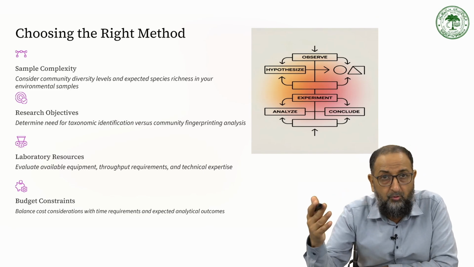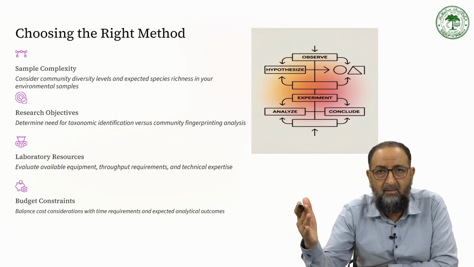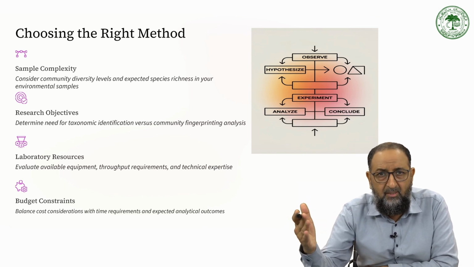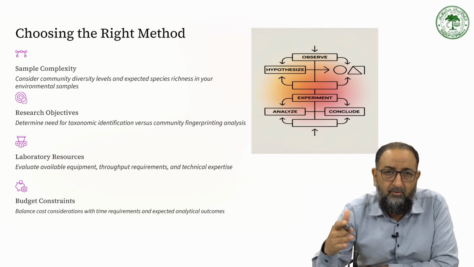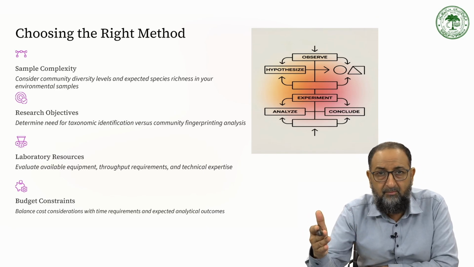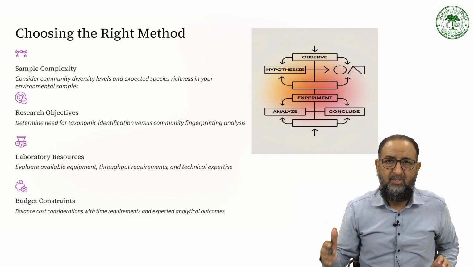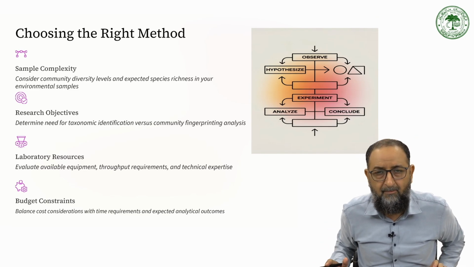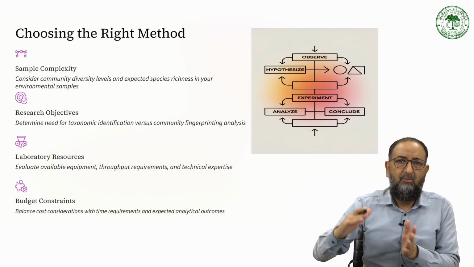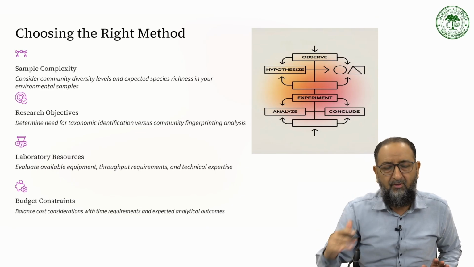Then laboratory resources. Whether you have a sequencer or not, you can't go for terminal fragment length polymorphism without one. You cannot go for sequencing. So look into whether you have a PCR. If you have a PCR, you can do it. If you don't have a PCR, you can't do it, right? So look into the laboratory conditions, infrastructure and feasibility of this experiment. Accordingly, you have to choose the method. You should not go directly to the merits and demerits of the method, but look into the infrastructure and the facilities that you have.